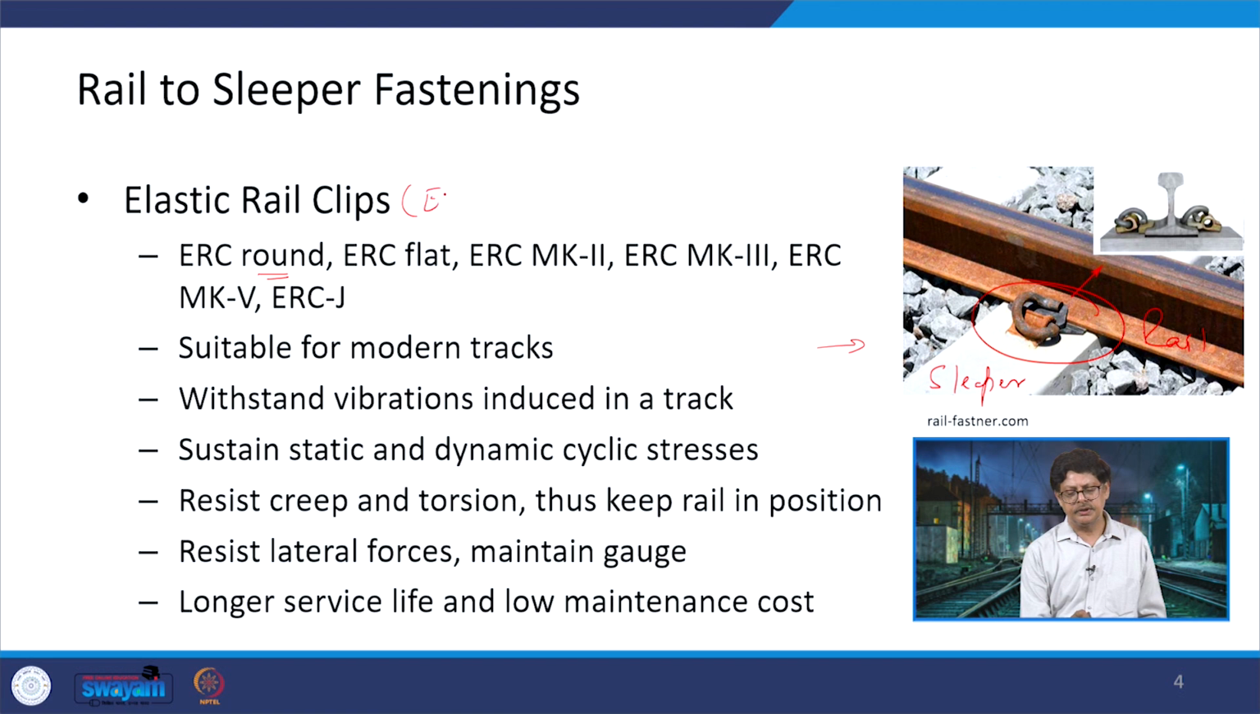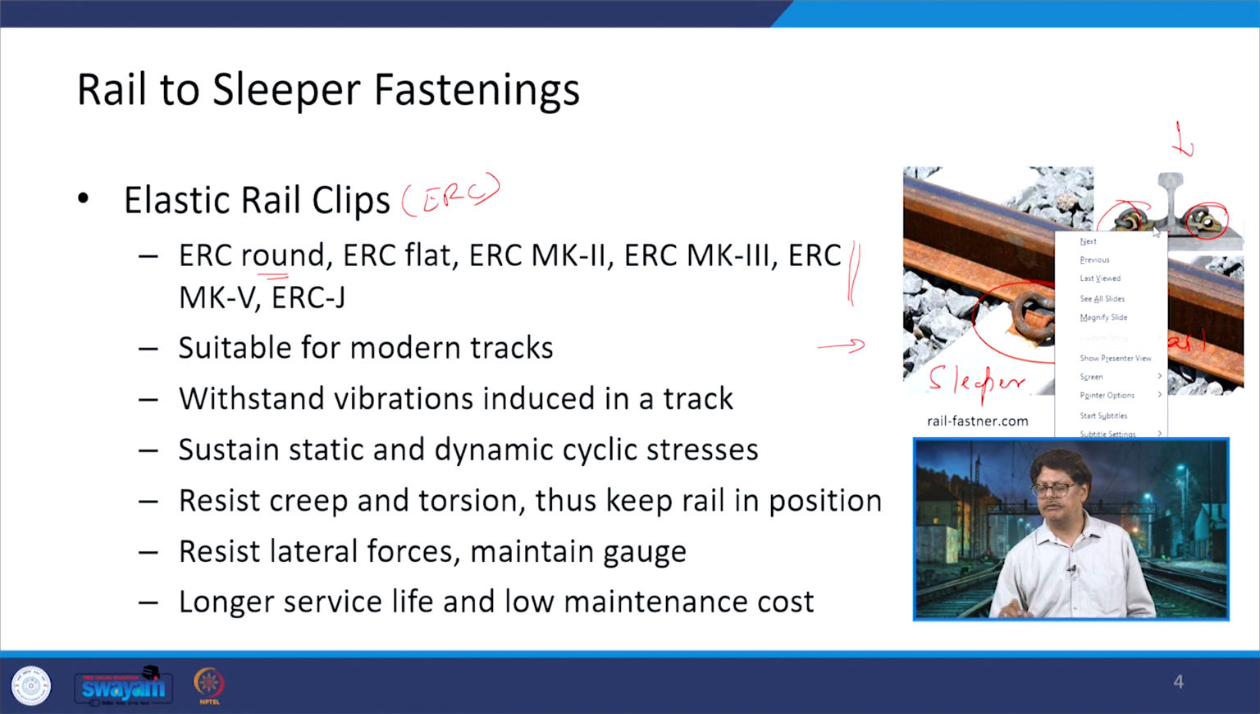So here we can see in short, it can be round, it can be flat, it can be defined by a name MK2 or MK3, there is MK5 or there is an ERCJ also. Only those which have been in use are being talked about here. In the photograph you can see that these clips have been used at the top of the sleeper so as to keep the foot of the rail in position.